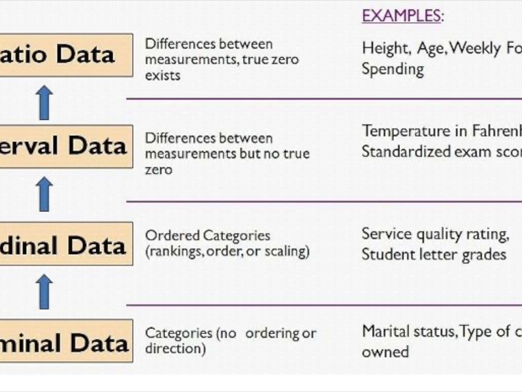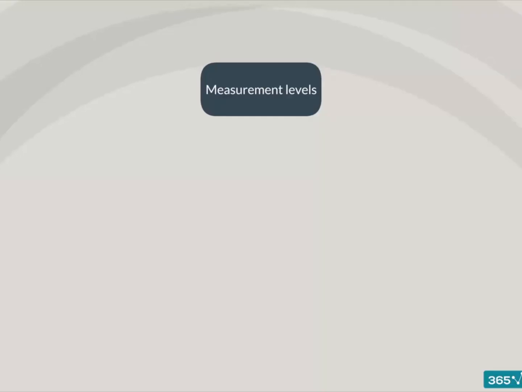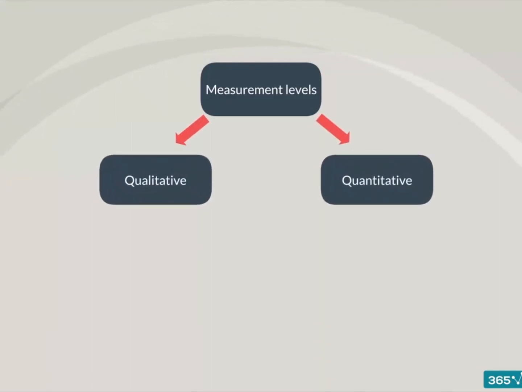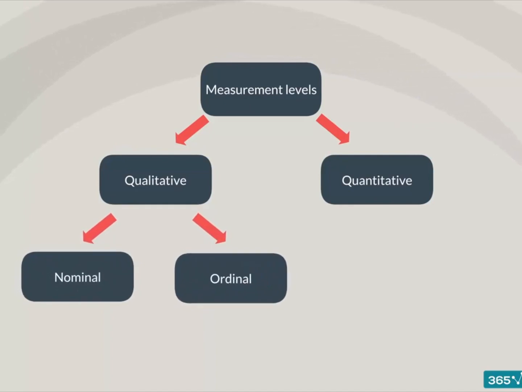Okay, so let's watch this video on levels of measurement just to make sure we really have a clear understanding of the concept. Levels of measurement. These can be split into two groups, qualitative and quantitative data. They are very intuitive, so don't worry. Qualitative data can be nominal or ordinal.